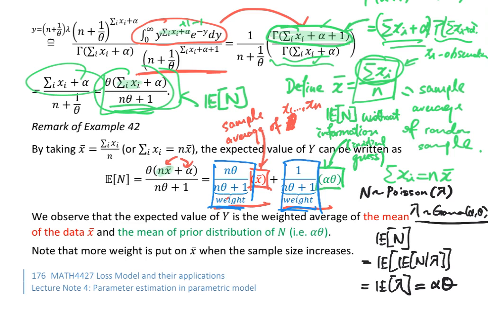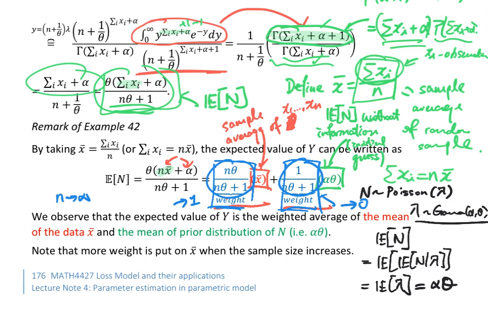The expected value is evaluated using the sample average, and also your initial guess on your expected value of n, based on other information. You can see that, depending on the values of n, you will have different weights assigned to these two quantities. If your n is getting larger, then the first weight will be getting close to 1, and meanwhile the second weight will tend to 0.